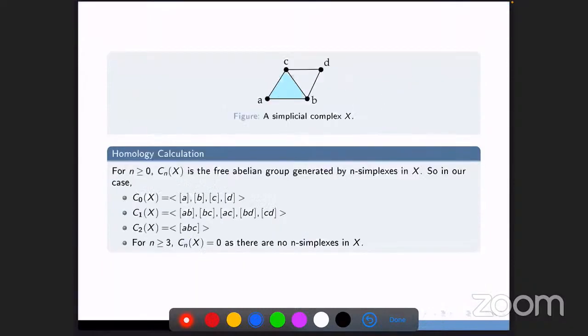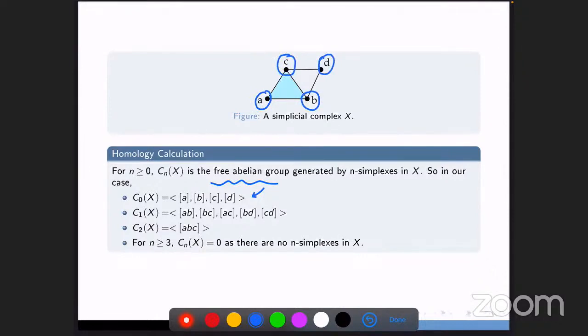And actually we have a way, and it is defined through this free abelian group notion. So for n greater than or equal to 0, C_n(X) is the free abelian group generated by n simplexes in X. So for n equals 0, in our example, we have these 0 simplexes here, right? A, B, C, and D.